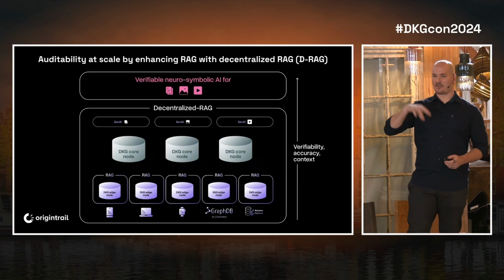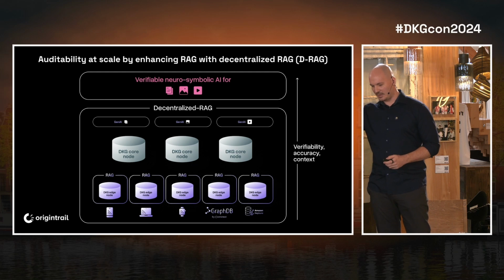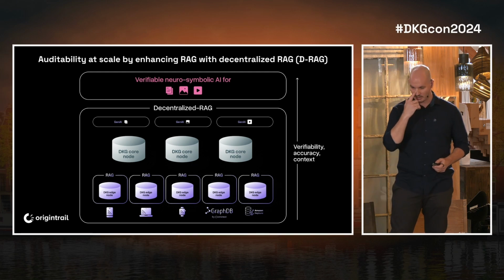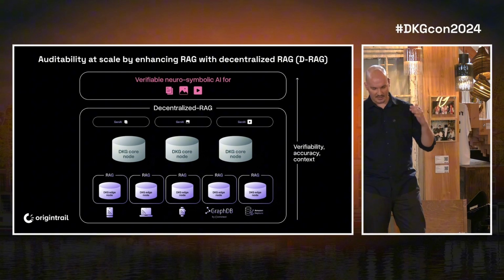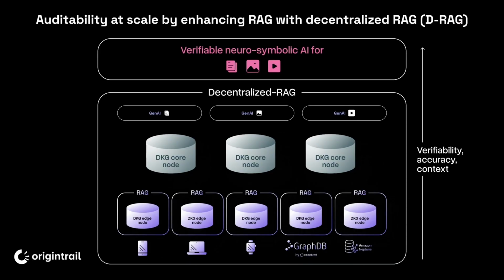What actually is another view into this situation? What is this distinction between core and edge nodes? So essentially at the top, that verifiable AI, as we mentioned, is really verifiable neurosymbolic AI for different modalities. And the key framework here is called Decentralized Retrieval Augmented Generation.